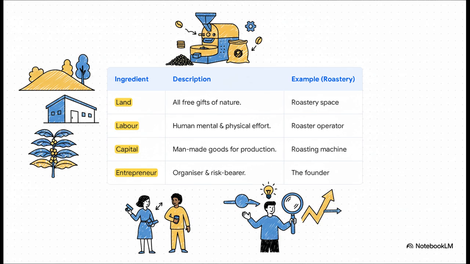Next, there's labor. That's pretty straightforward. It's the human effort, both brain and brawn. Then we have capital. And be careful here, this isn't just money. In economics, capital means the man-made goods used to make other goods. Think about the roasting machine, the delivery trucks, the building itself. And finally, the secret sauce, the most crucial ingredient, the entrepreneur. This is the person with the big idea, the one who pulls all these other factors together, takes on the risk, and actually makes it all happen.